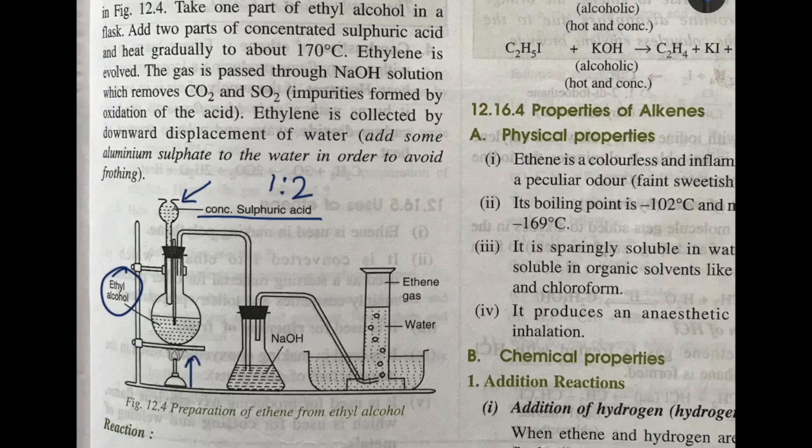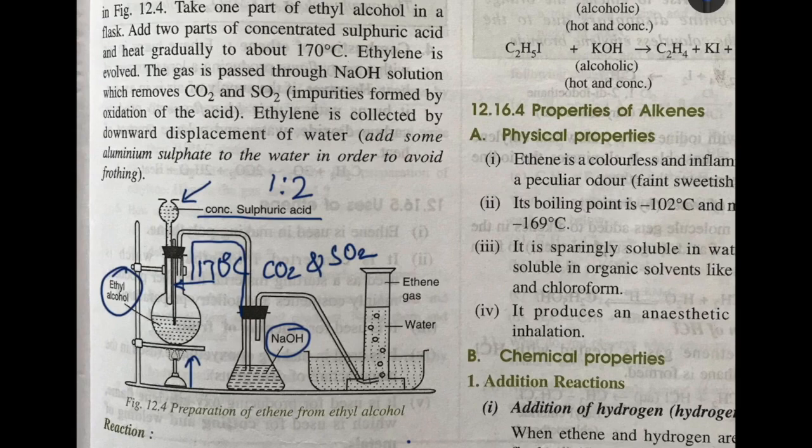Here you can see a thermometer to check the temperature, because we have to heat it to 170 degrees Celsius. After that, what happens? Ethylene starts evolving, and then you can see a bent tube here which is leading to sodium hydroxide, which removes impurities like carbon dioxide and sulfur dioxide, which are formed by the oxidation of the acid.